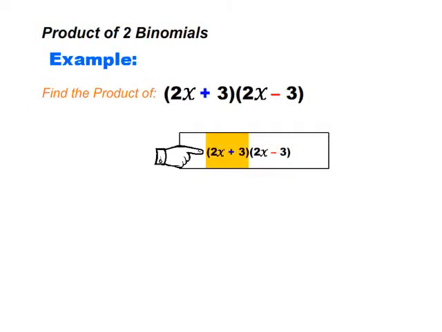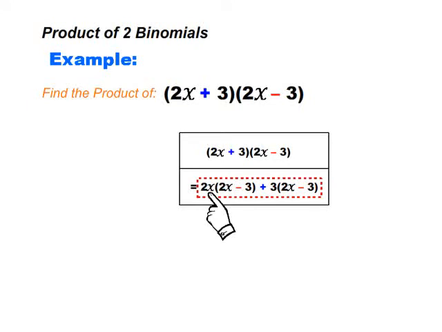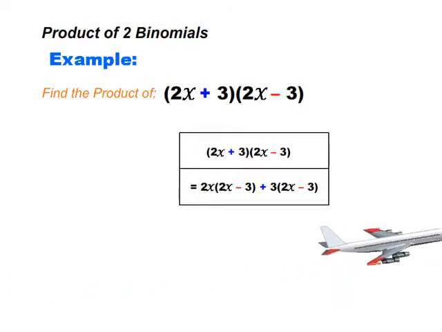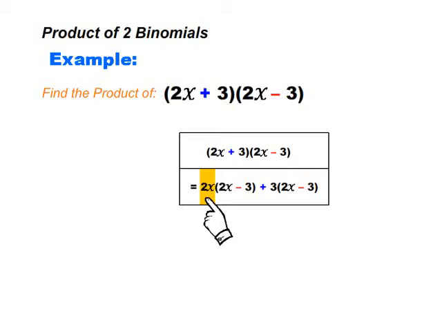Look at the first bracket, which is 2x plus 3. This is our first bracket. This 2x will be the coefficient of the first bracket, and this plus 3 will be the coefficient of the second bracket. So far we have 2x multiplied by (2x minus 3) plus 3 multiplied by (2x minus 3). Let us move quickly like an aeroplane. Let us multiply this 2x with everything in this first bracket. Look at the arrows.